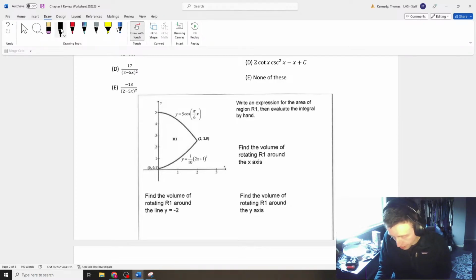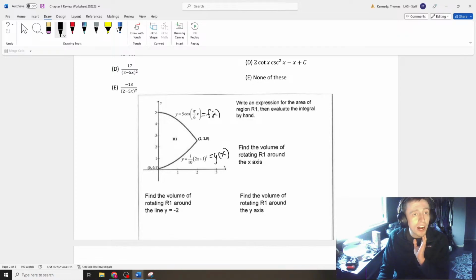All right, so this one was a little bit weird because there's a top and a bottom curve that are both their own things. So I'm just gonna write expressions if I do any of these. I'm gonna be really lazy and call this f of x. Call this g of x. Write the expression for the area of region R1. Okay, cool. Then I integrate from 0 to 2 of top curve minus bottom curve dx.